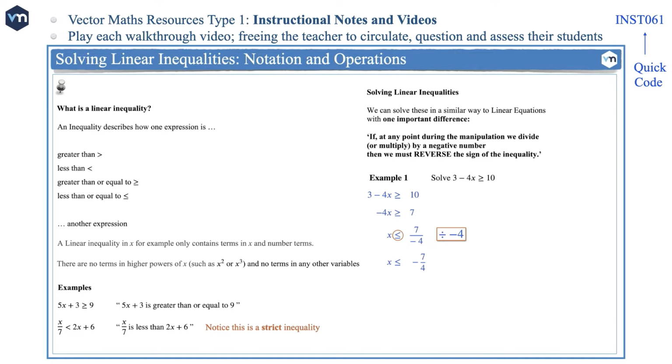Alternatively, we could do the following. We start with the same linear inequality, 3 minus 4x is greater than or equal to 10. Therefore 3 minus 10 is greater than or equal to 4x, and so minus 7 is greater than or equal to 4x. And if we divide each side by 4, minus 7 over 4 is greater than or equal to x, which of course is the same solution as previously. The reason that we did not need to reverse the sign of the inequality here is because at no stage did we multiply or divide by a negative number.